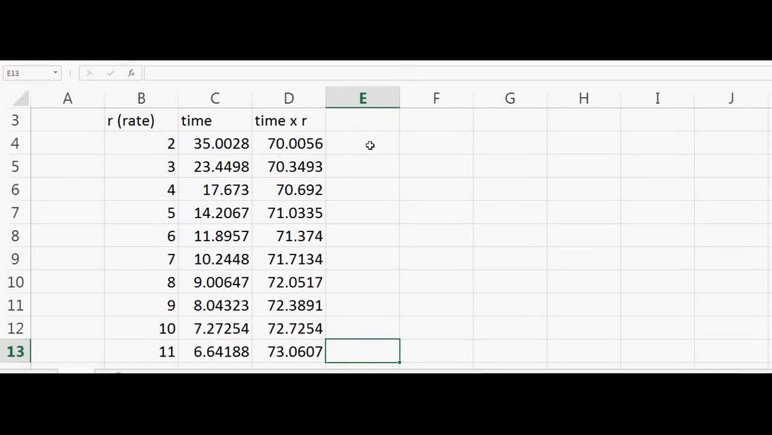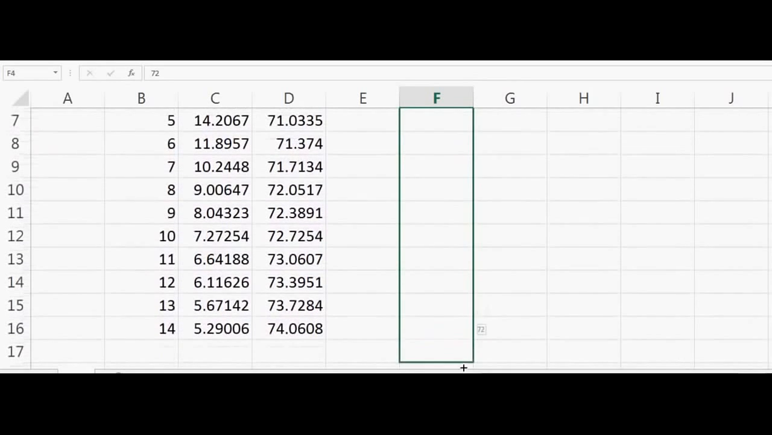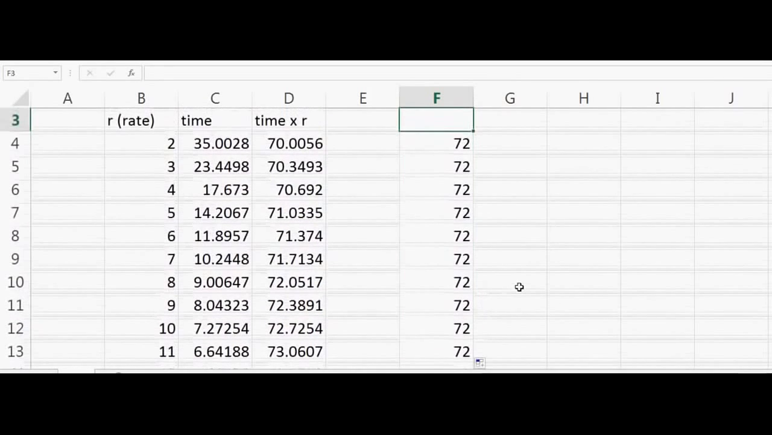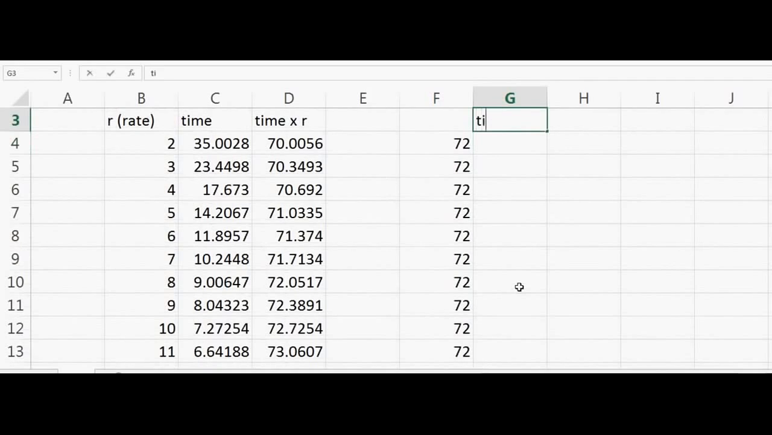So if we approximate the number to be 72, then all we need to do is use our trick: instead of using 70.005, I will always use 72. So I keep using 72 for all these rates, and then I'll calculate the time. Time will be equal to 72 divided by rate.